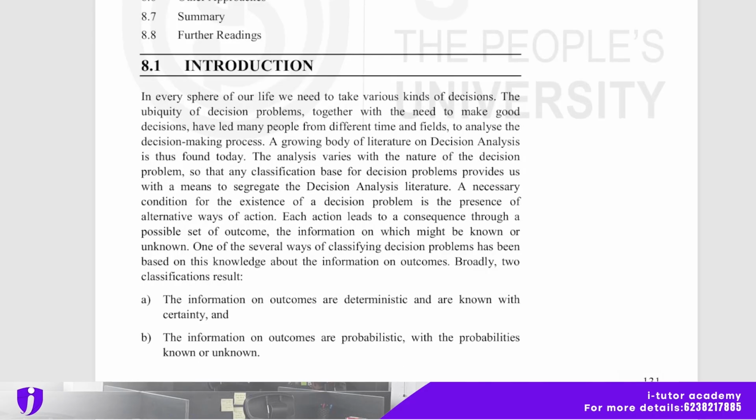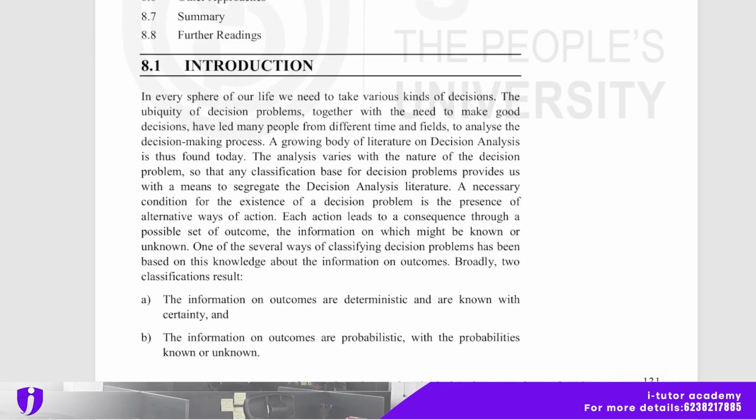A necessary condition for the existence of a decision problem is the presence of alternative ways of action. Each action leads to a consequence through a possible set of outcomes, the information on which might be known or unknown. One of the several ways of classifying decision problems has been based on this knowledge about the information on outcomes. Broadly, two classifications result.